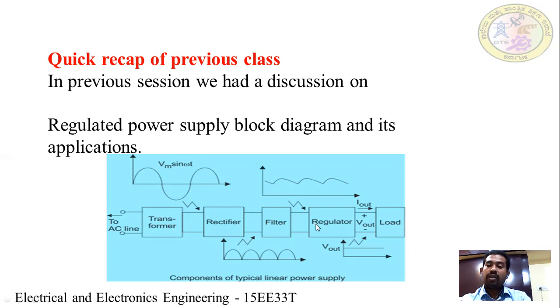It is then given to the regulator circuit. A regulator is a device which maintains a constant output voltage irrespective of any changes in the load current as well as the input voltage. Here, it further smoothens the output voltage and gives a constant output voltage, which is given to the load. This whole circuit converts the input supply voltage to a constant output DC voltage.